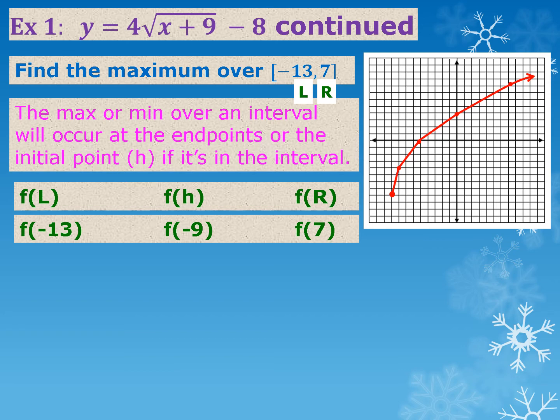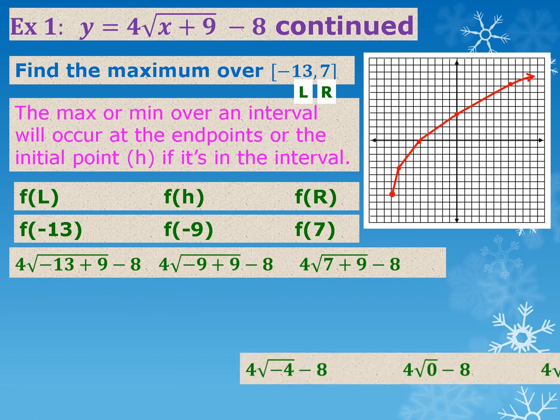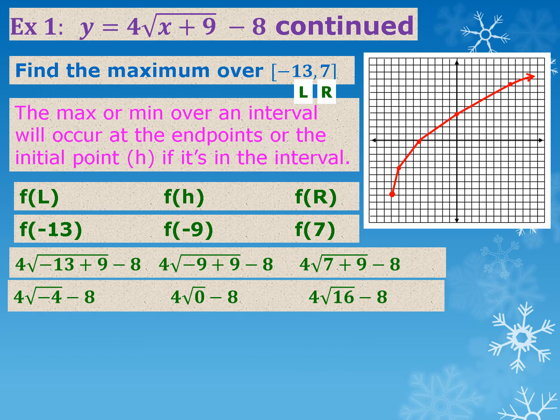Is it? Yeah. So since it is, we have to figure it out. So I plug in -13, then I plug in -9, and then I plug in 7. So this is the first round of substitutions, and then I clean it up. So -13 plus 9 is -4.